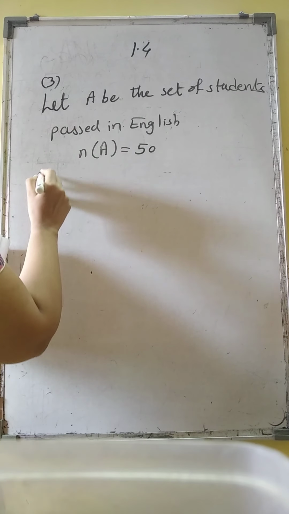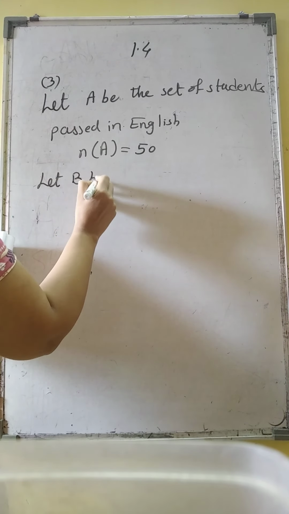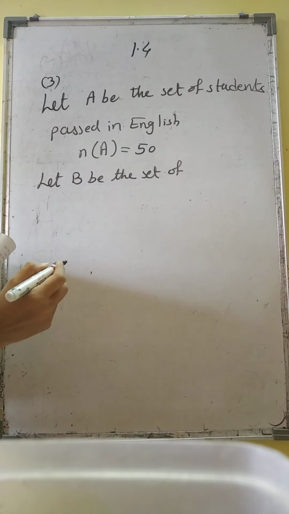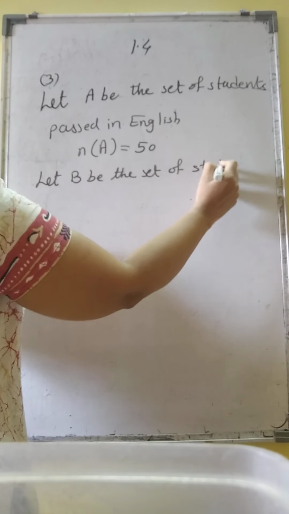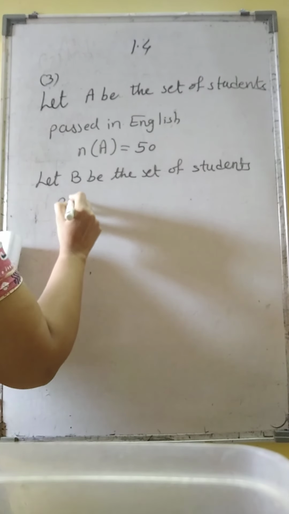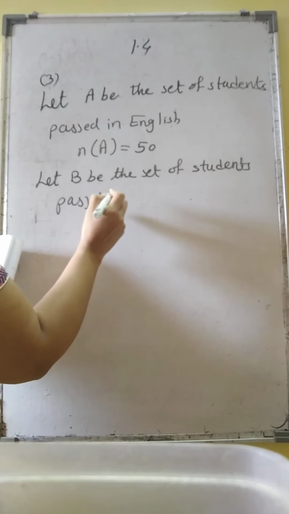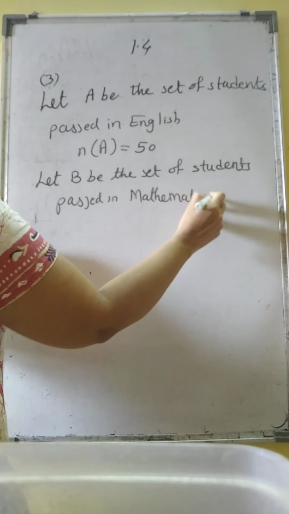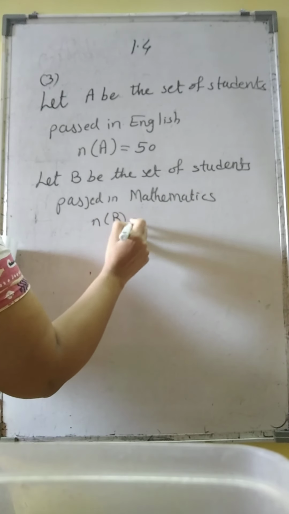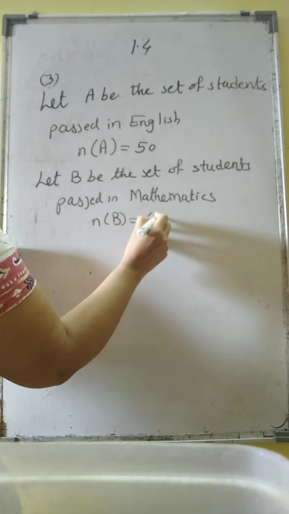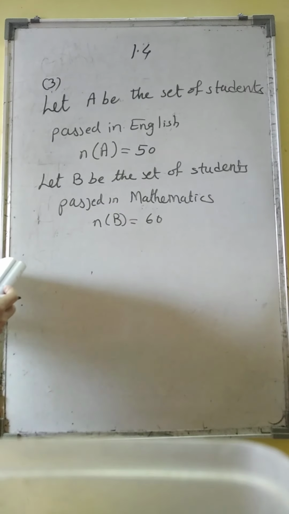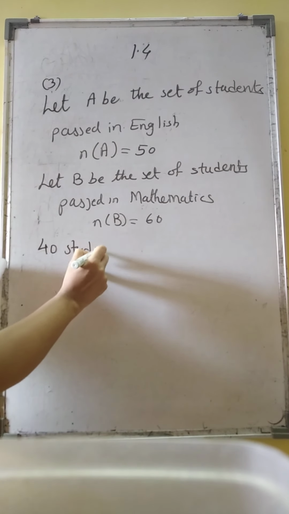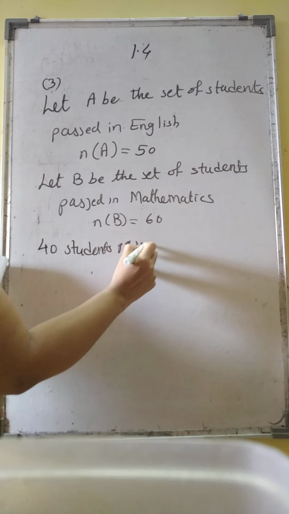50. Correct? Now let B be the set of students passed in mathematics. So what is n of B? 60. 40 students passed in both.